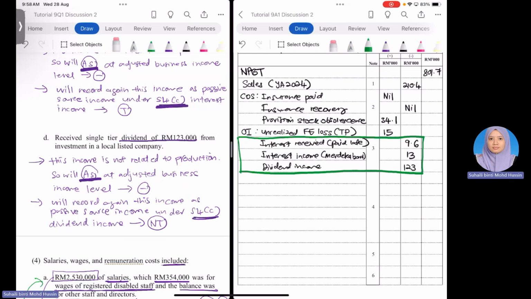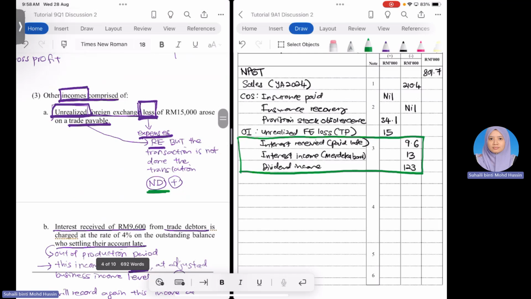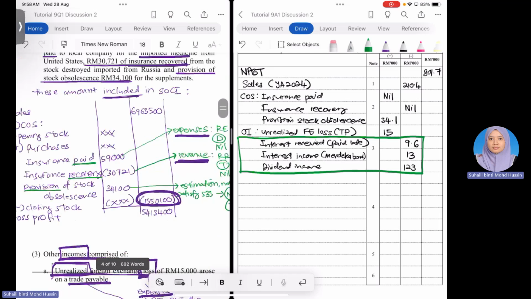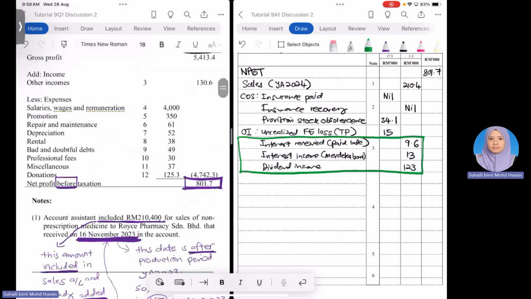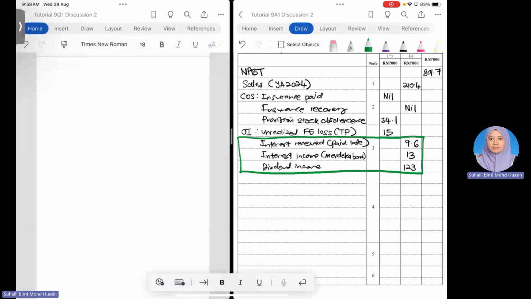Okay, number 3. Number 4. Okay, so number 4, what we have? Number 4, we have salary, wages and remuneration. In the SOCI, you already deduct 4 million ringgit in arriving at net profit before taxation. So we see the detail of what you include in the SOCI, what the question lists out.